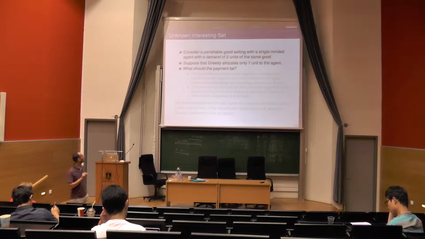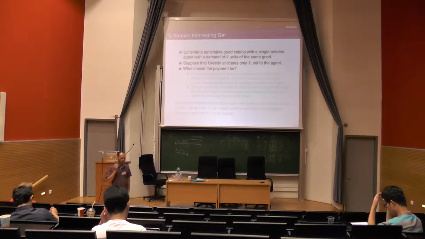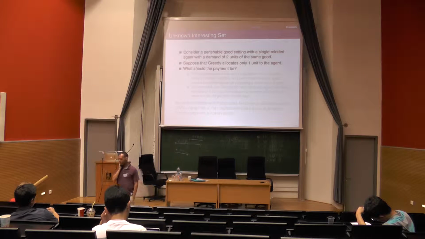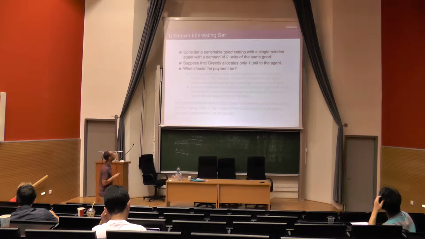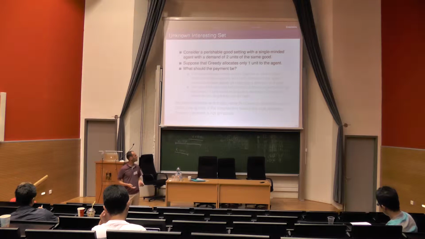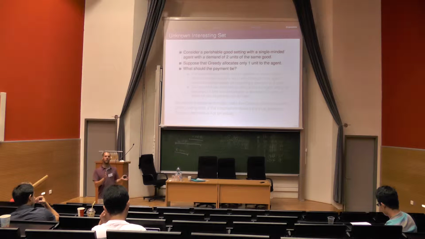So let's look at the first assumption, the unknown interesting set. What if we don't know the interesting set? Let's look at this setting: a perishable goods setting, for example electricity, with a single-minded agent. He wants 2 units, and only gets value once he gets 2 units, and no value for only 1 unit. He has value 0 if he gets 1 unit, because he still doesn't have enough electricity to go to work. As soon as he gets 2 units, he's happy and derives some value.